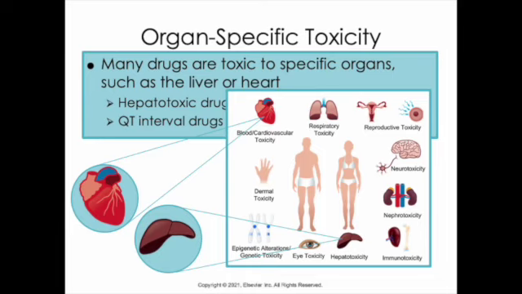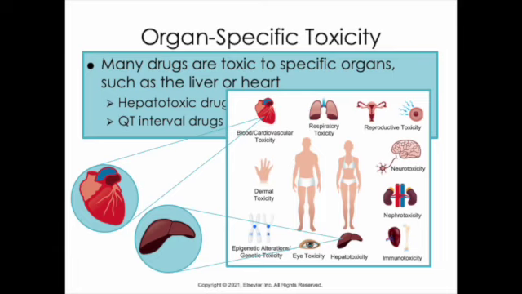There are two types of organ-specific toxicities that we need to pay close attention to. The first one is injury to the liver, and then those that alter the cardiac function. So think of drugs that prolong the QT interval on your EKG. But first we're going to talk about the hepatotoxic drugs.